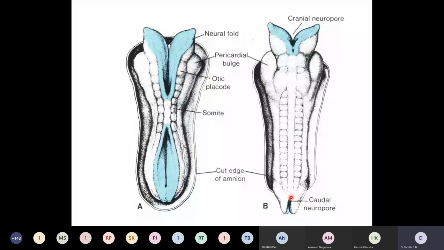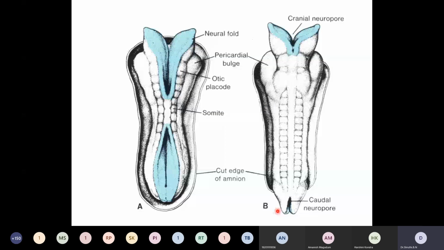So what happens to this cranial and the caudal neuropore in the later part of life? So in the later part of life, in adults, the location of the cranial neuropore is represented by lamina terminalis. Please note down this point. Cranial neuropore in adults is represented by lamina terminalis and the caudal or the posterior. This cranial is also called as anterior and the caudal is also called as posterior neuropore.